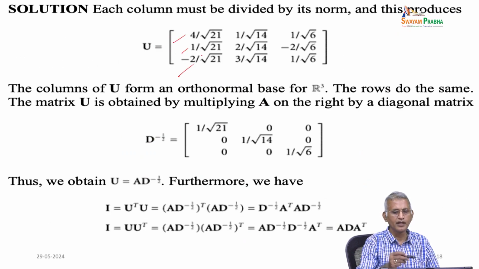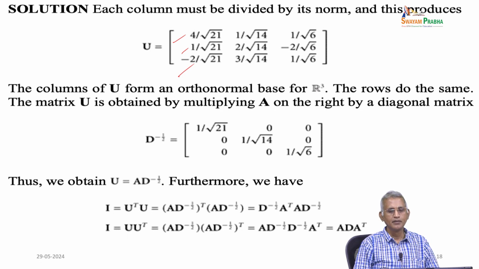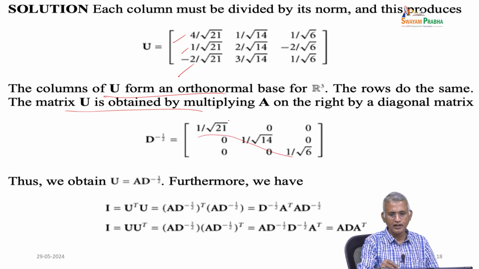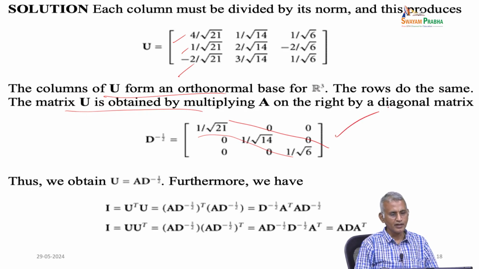Similarly, 1 by root 21, minus 2 by root 21, and similarly for the second column, 1 by root 14, 2 by root 14, 3 by root 14 will come. Third, the same way, 1 by root 6, minus 2 by root 6, 1 by root 6 will come. Therefore, the columns of U form an orthonormal basis and the rows do the same. Therefore, the matrix U is obtained by multiplying A on the right by a diagonal matrix, and only diagonal entries will come. So, that is the inference.